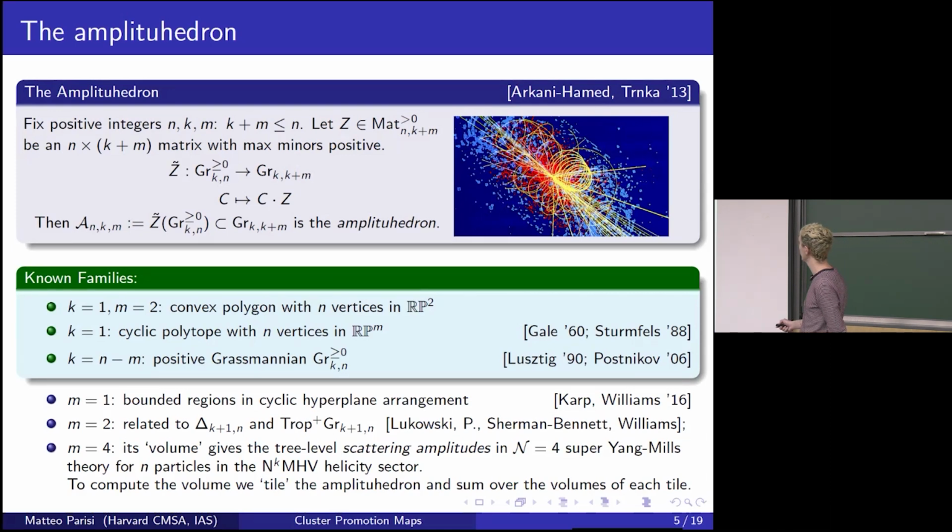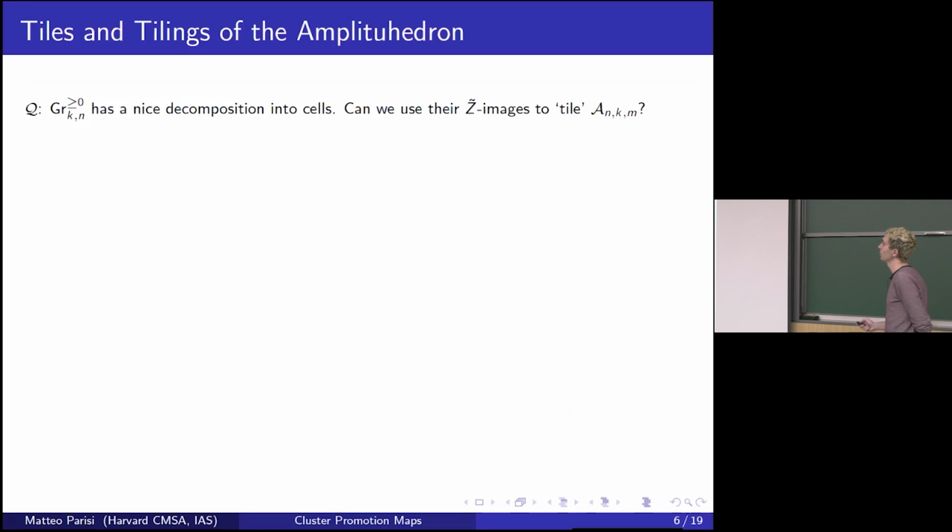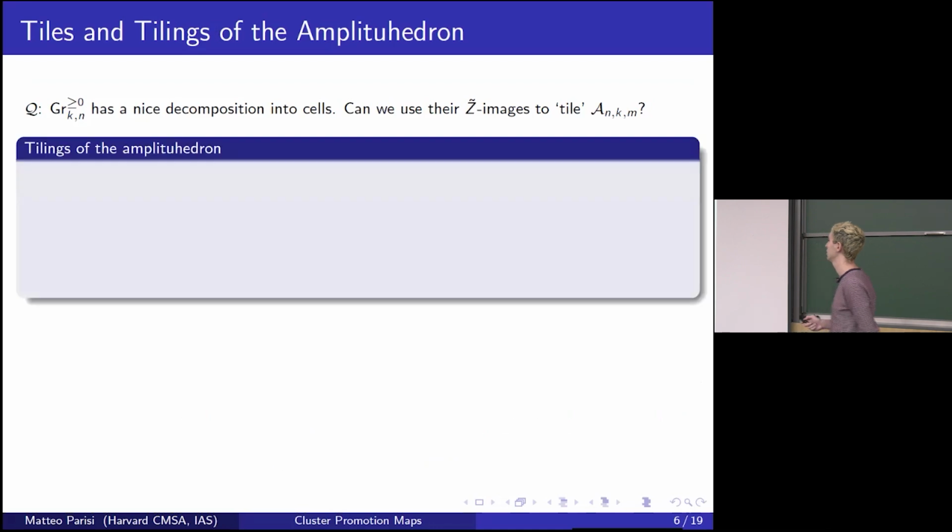In particular, we can compute the volume of the amplituhedron by tiling it and summing over the volume of each tile. So we want to learn how to decompose or subdivide the amplituhedron into pieces in order to compute its volume and hence the scattering amplitude. So we want to consider how to subdivide it, and there is a natural question: since the positive Grassmannian has a decomposition into cells, can we use their images under the Z tilde map to decompose the amplituhedron?